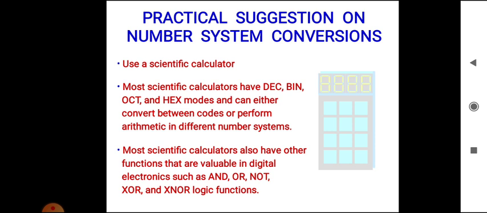It has encoders and decoders also. We know what encoders do, and we already learnt the functions of encoder and decoder. So our scientific calculator has so many encoders, decoders, and also different logic gates such as AND gate, OR gate, NOT gate, XOR gate, and XNOR gate.